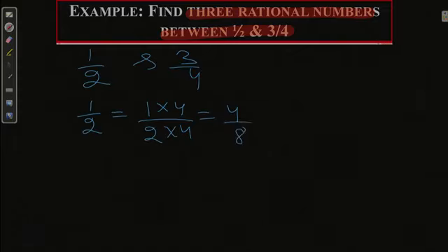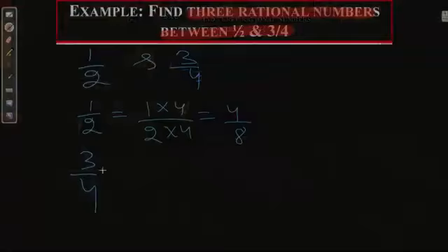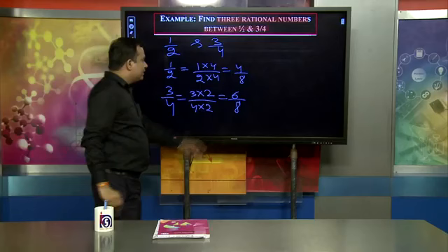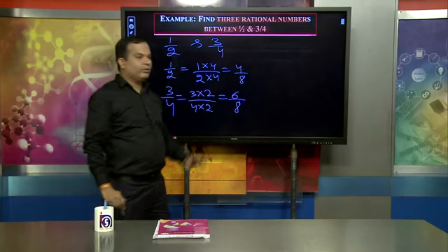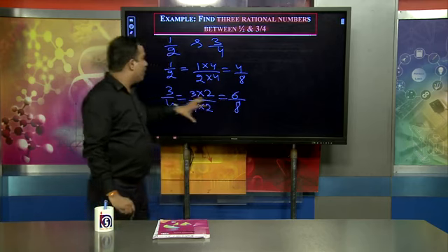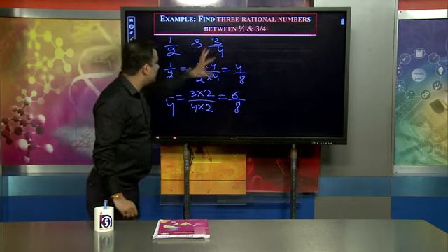Again 3 by 4, because 1 by 2 is equal to 4 by 8, which is its equivalent form. So 3 by 4, I can write 3 into 2 over 4 into 2, which is 6 by 8. Now with 4 by 8 and 6 by 8, we get the two rational numbers. Now we are going to find the rational numbers between 1 by 2 and 3 by 4.